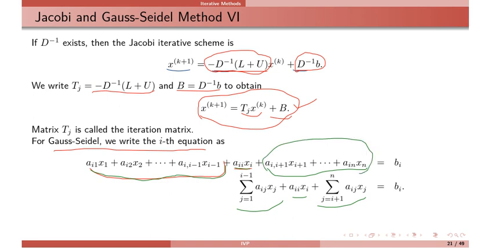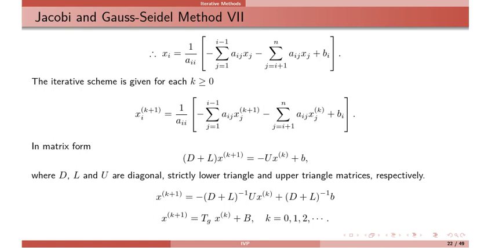So before the diagonal, these entries will be new, immediate, and these entries will be old. So I am writing the sum in two parts: before the diagonal, up to i minus 1, and after the diagonal, i plus 1 to n, and solving for xi.